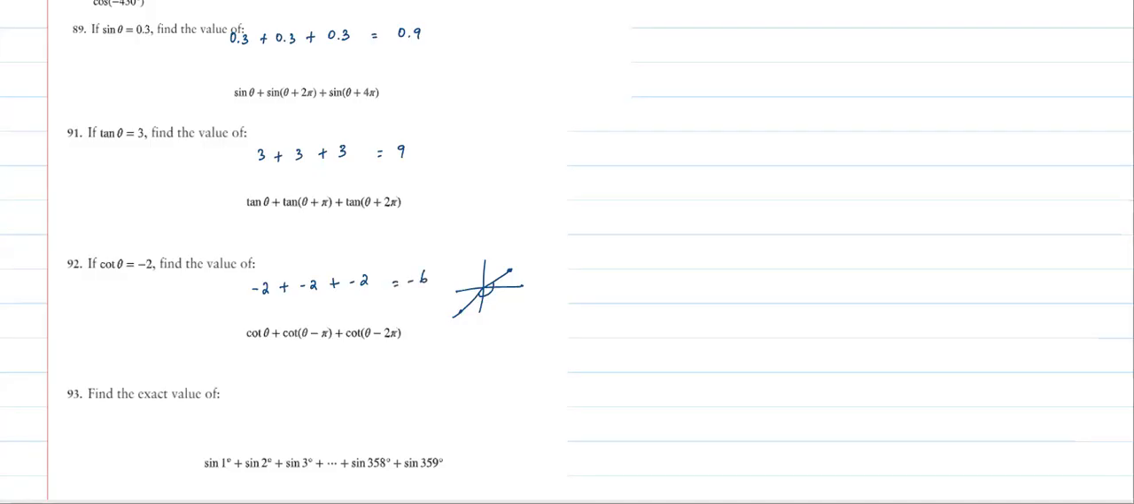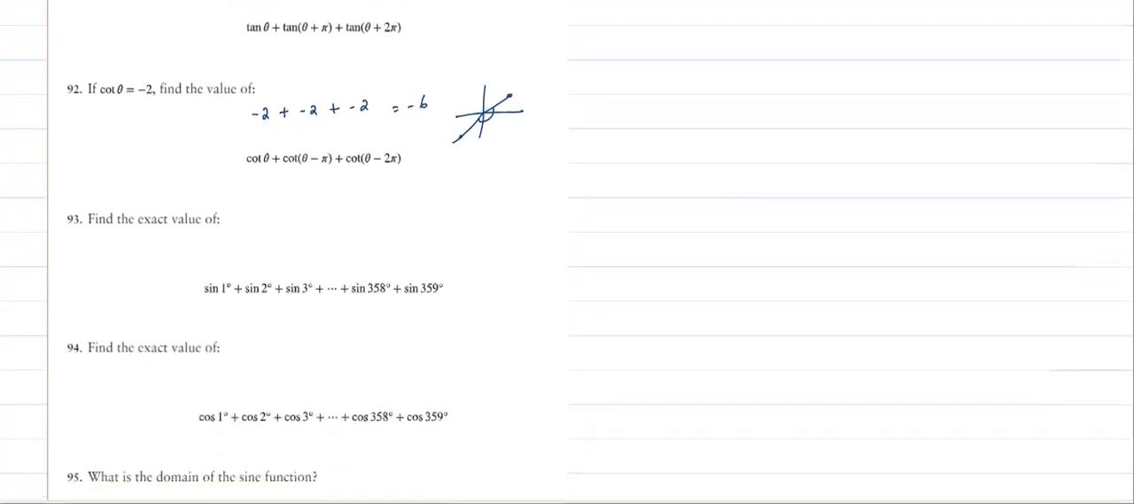Then I have question number 93. This one. Okay. The question is asking you to find the value of sine 1 plus sine 2 plus sine 3 plus so on till sine 359. Okay, so now here in this problem, what you want to see is, so basically what this is asking you is, so here 1 degree is somewhere here, right? So 1 degree is somewhere here.